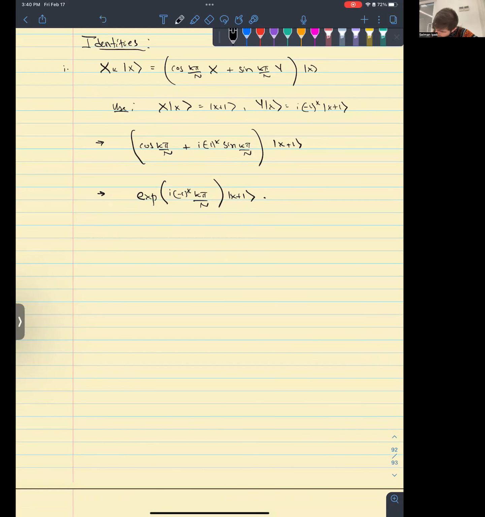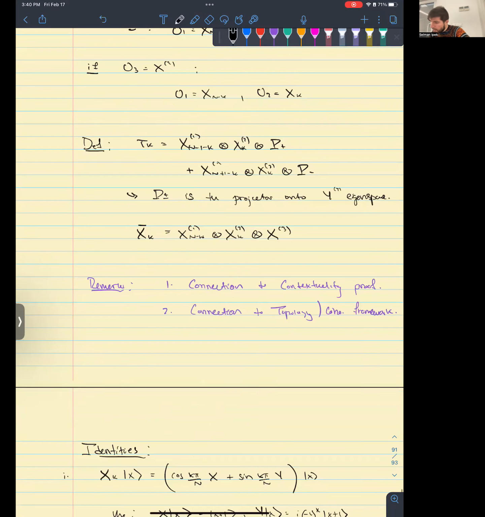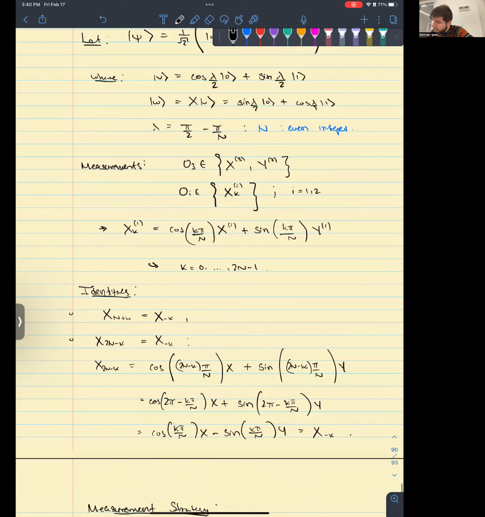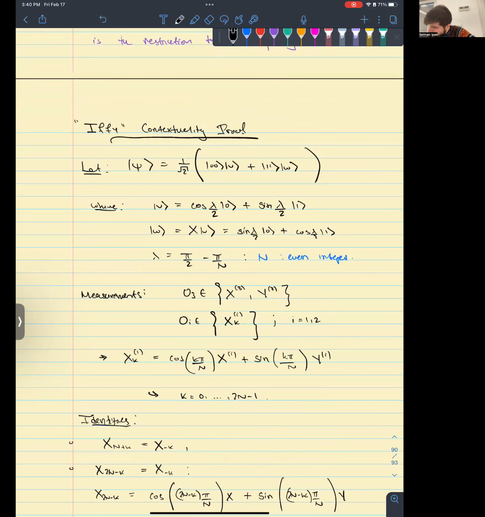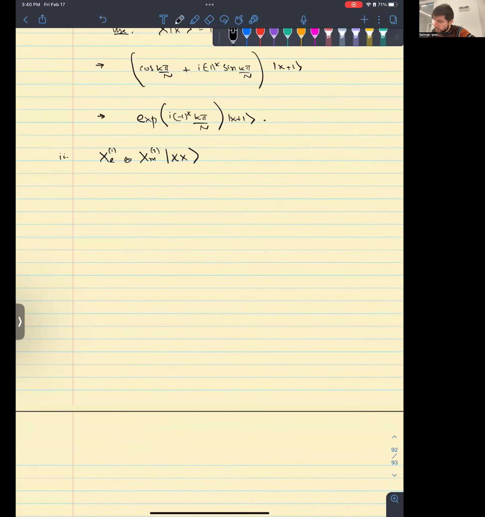Now we can use this to understand how observables of the following format work. X, call this M2, acting on the first two qubits. We can restrict ourselves to the two that have the same value, because remember, psi, the state that they will be acting on, will be either 0,0 or 1,1. So we can just restrict our attention to those cases.